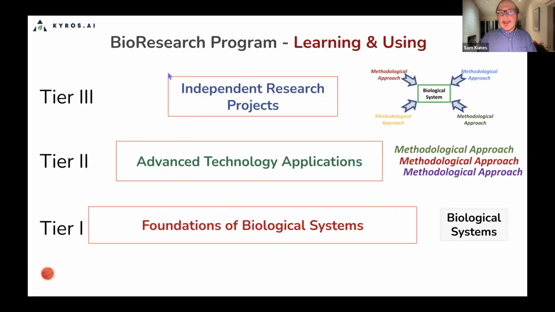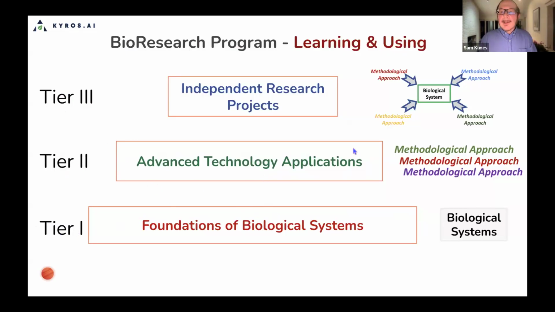So the BioResearch program is set up in a way in which there's both learning and then using that learned information. And I'll show you how we do this. It's set up in a way where there's three different parts. We call them tier one, tier two, and tier three.